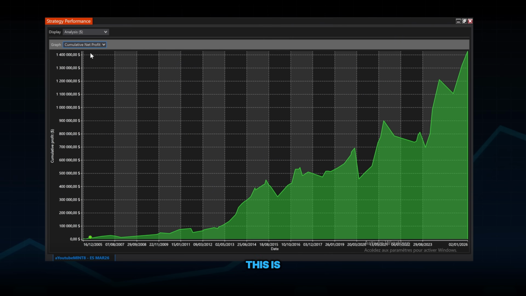To wrap this up, this is a complete end-to-end system, a simple machine learning model applied to unseen data, with execution and risk handled by NinjaTrader. No black box, no curve fitting.